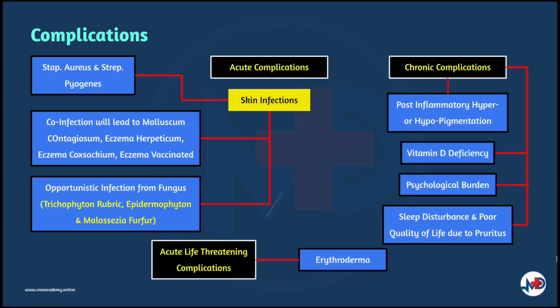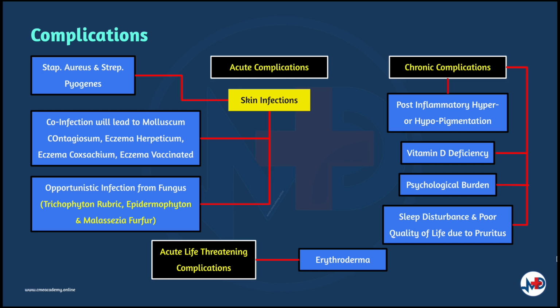Atopic dermatitis can result in a variety of complications. In short term, it can cause skin infection. For bacteria group, common organisms found are Staphylococcus aureus and Streptococcus pyogenes. Co-infection of virus in individuals with atopic dermatitis will lead to molluscum contagiosum, eczema herpeticum, eczema coxsackium, eczema vaccinatum. Fungus such as Trichophyton rubrum, Epidermophyton, and Malassezia furfur can also result in opportunistic infections.